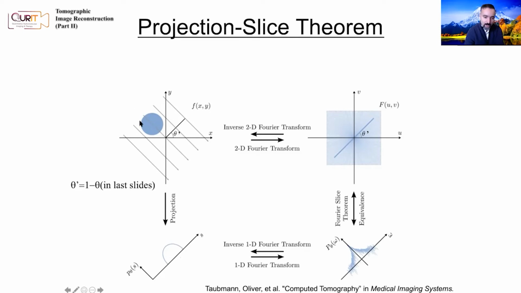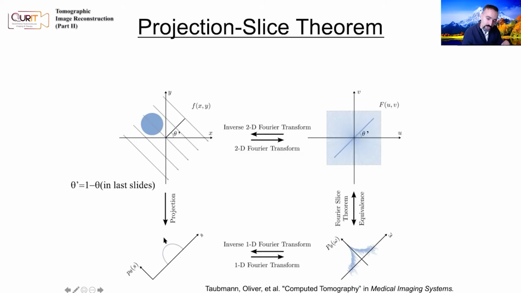So think of an object here, and you're projecting it along a certain direction. Here, this is actually theta prime, because to be consistent with our previous slides, technically this would be theta. It is just notation consistency, but you could call this also theta. You're projecting an object at a certain angle, whatever you want to call it. So the projection looks like this.